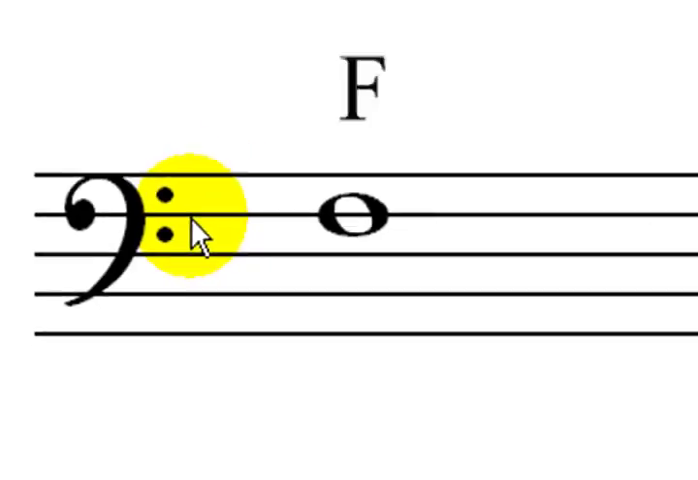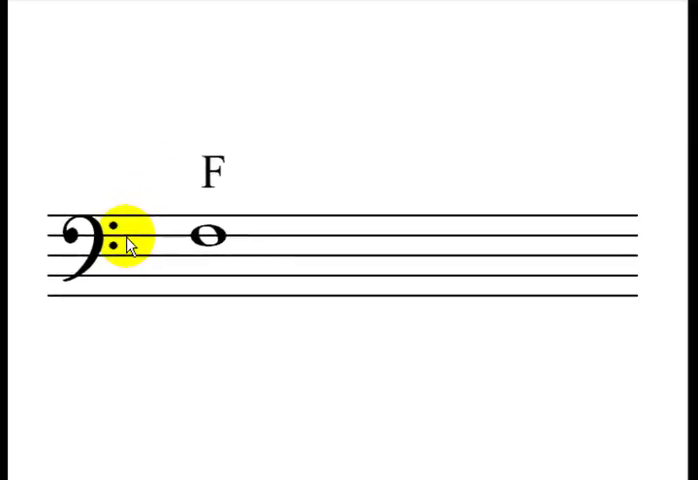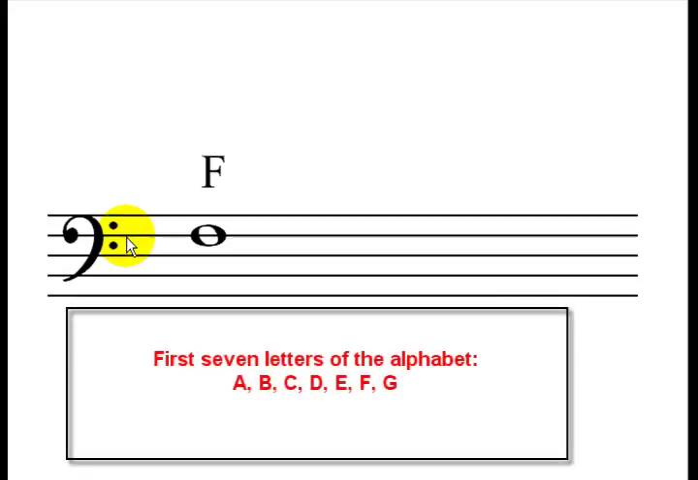Then again, as before, notes are named after the first 7 letters of the alphabet, A, B, C, D, E, F, G. So going up, we're going the right direction of the alphabet. So the next note would be, can you guess it? That's correct. It's a G. And then we keep going the alphabet, going upwards or ascending.